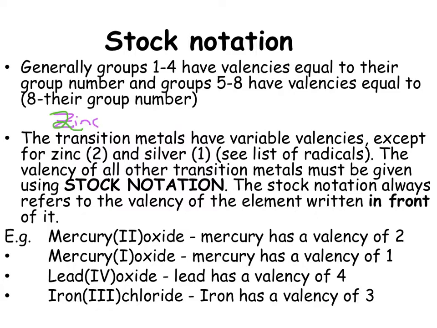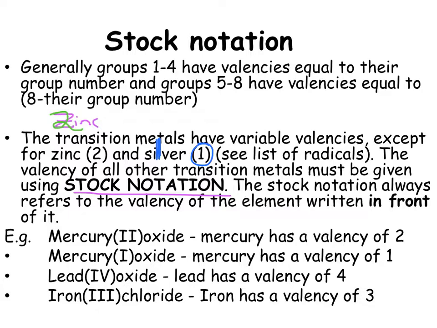Yes, it does. Okay, and then you've got this thing called silver, and it's got the number 1 in the middle of it, and its valency is 1. So that's how I remember it, but it is on your list of polyatomics. The valency of all other transition metals has to be given to me using something called stock notation.